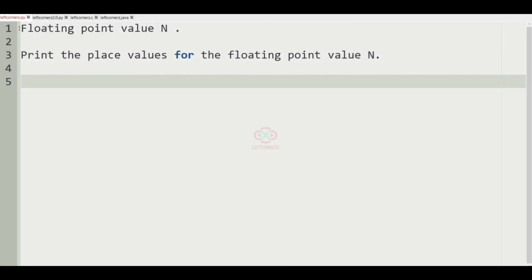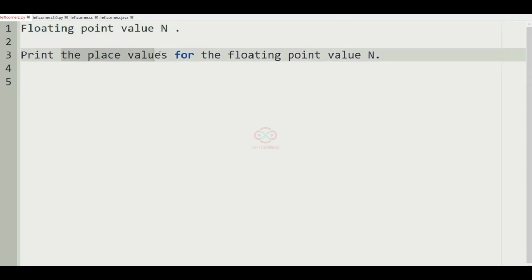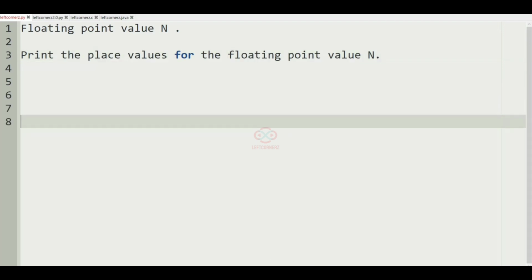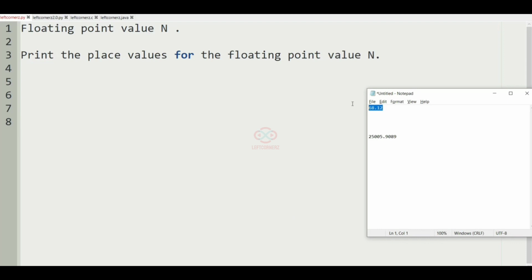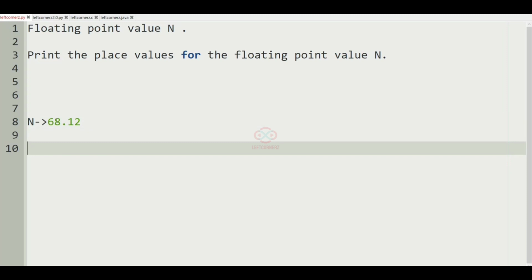First, to understand our question, the program has accepted the floating point value n, and we have to print the place values of the floating point value of n. So here we have n as 68.12 in our first case. First we'll take 68, then we have a point, and then we'll take 12.